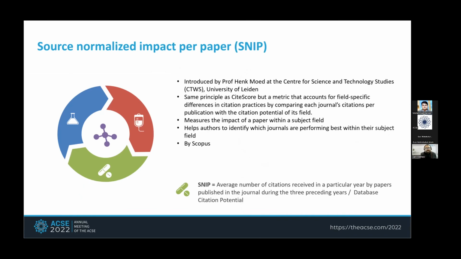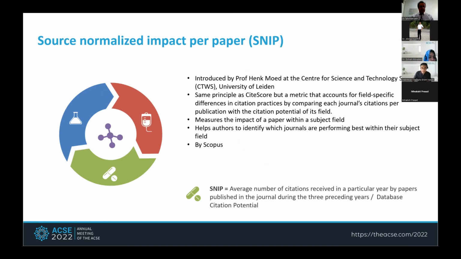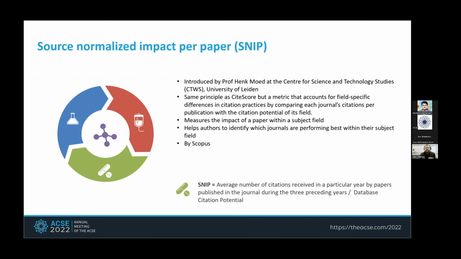An important and reasonably good impact metric is SNIP, that is Source Normalized Impact per Paper. This actually works on the same principle as CiteScore, but the benefit of SNIP is that it accounts for the field-specific differences in citation practices. This helps people to have a head-to-head comparison of the research impact of different researchers.